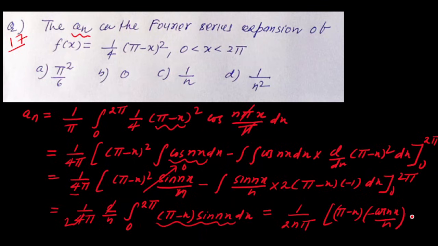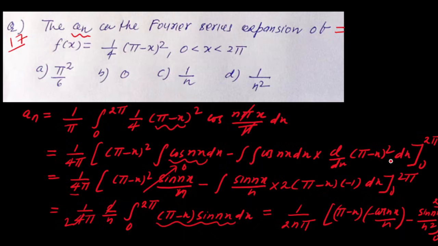So what will you get? You will get plus, and if you integrate this cos nx by n, you will get sine nx by n square, right? And if you differentiate pi minus x, you will get minus 1. So basically you will get one extra minus 1 here, so I just remove this and write a minus 1, so that we don't have to write it again. And then the limit of integration will be 0 to 2 pi. We don't have space, so I am writing over here.